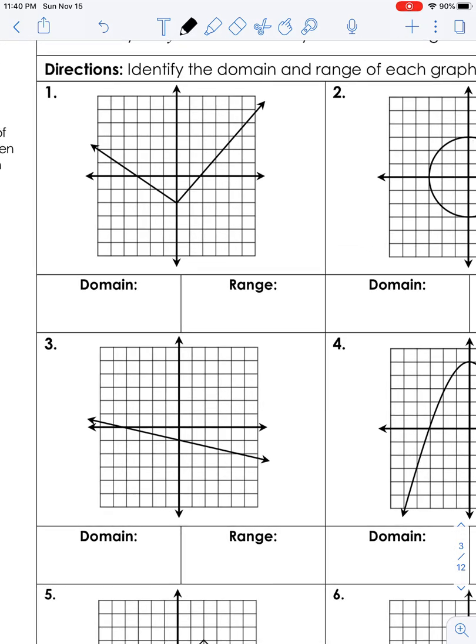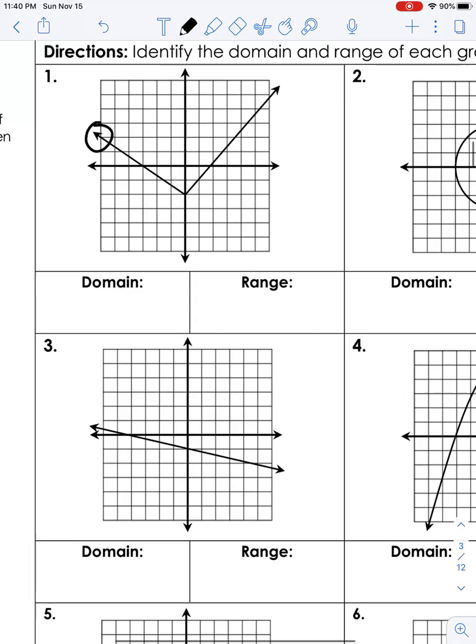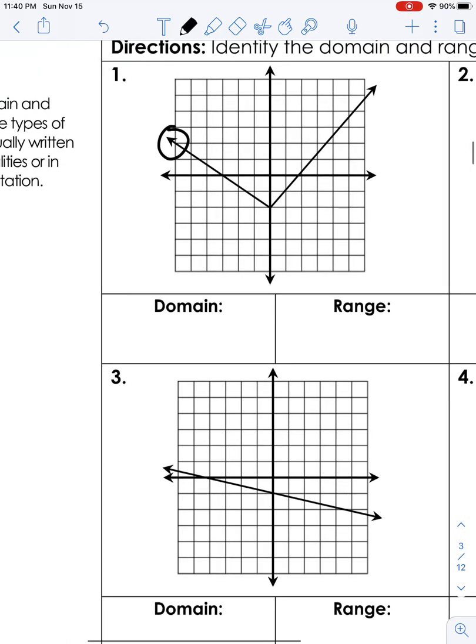So domain is from left to right. So you have to start on the far left of your graph. Anywhere where you see an arrow, that's going to be infinity or negative infinity. Here we've got an arrow going to the left. That means it's going left forever, so that's going to be negative infinity.